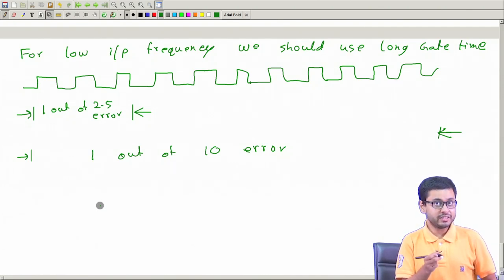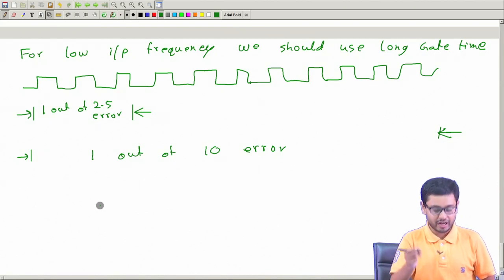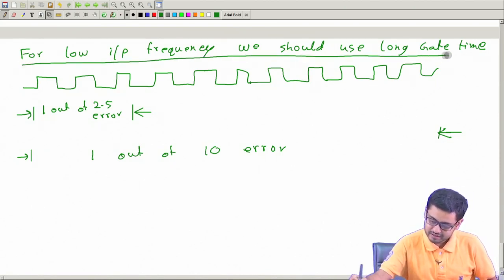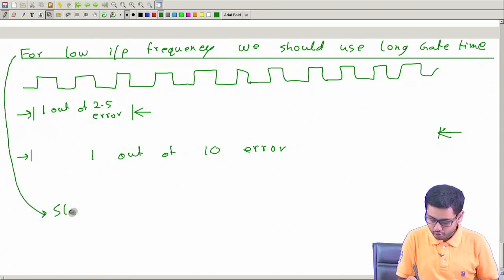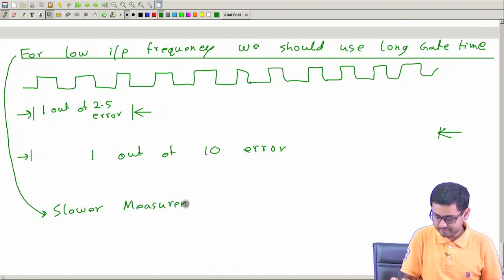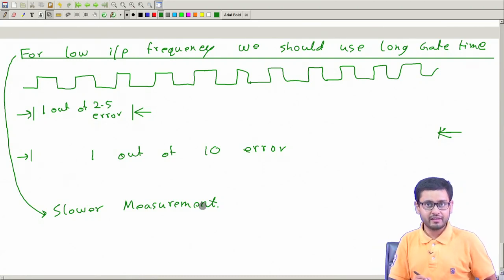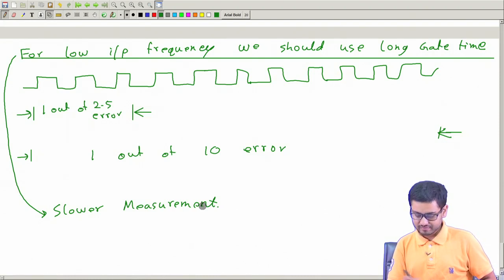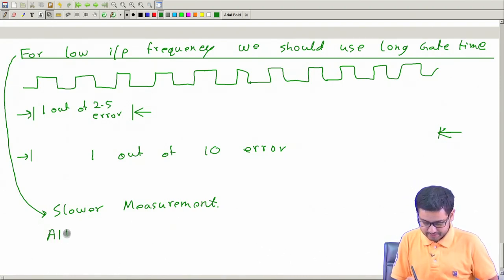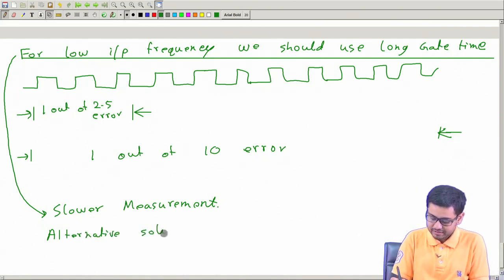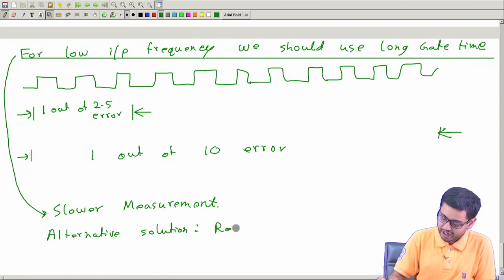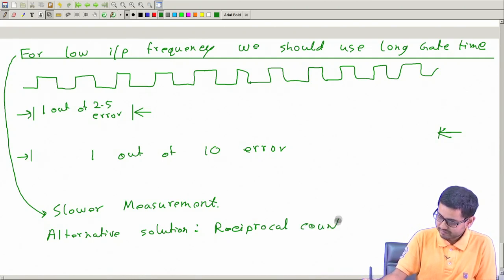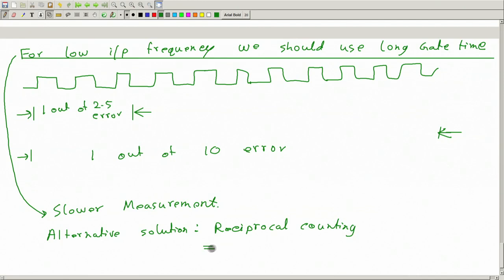But then what is the problem? The problem is your measurement time will be longer, but this will lead to slower measurement. If you wait for a long time, your accuracy will be high, but your speed will be slow, okay. So what can we do? The alternative solution is reciprocal counting, which we have discussed before, which is similar to measurement of time period instead of frequency, okay.